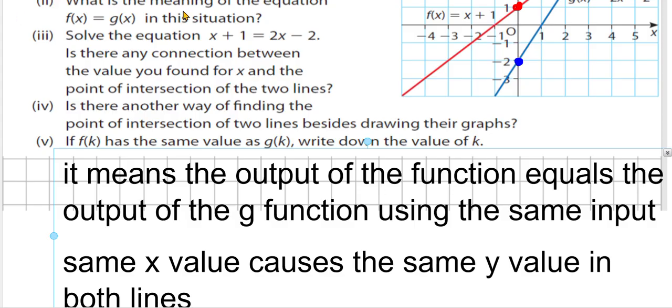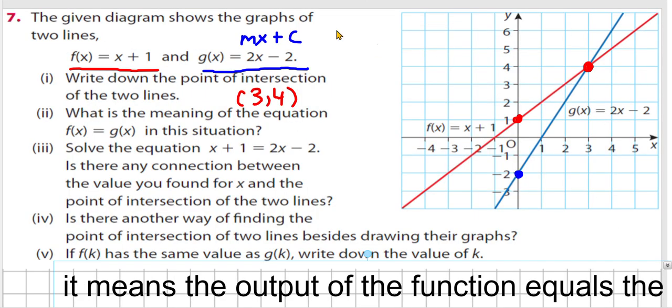I'm going to pause there because I feel I lost some people. Everybody see the point 3, 4? This means an input of 3 causes an output of 4, but it does it for both lines. Do you get what I'm saying? It does it for the red line and the blue line at the same time.